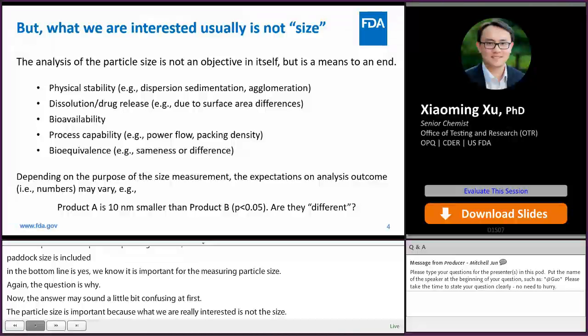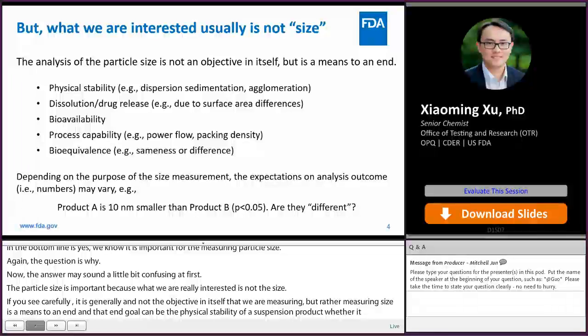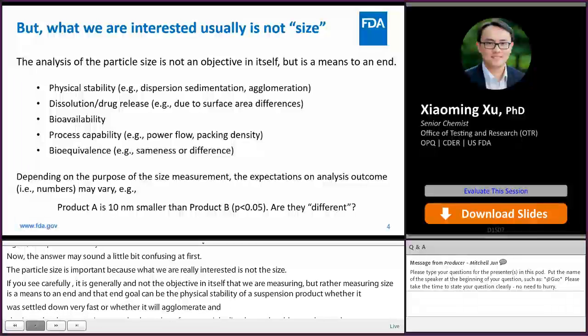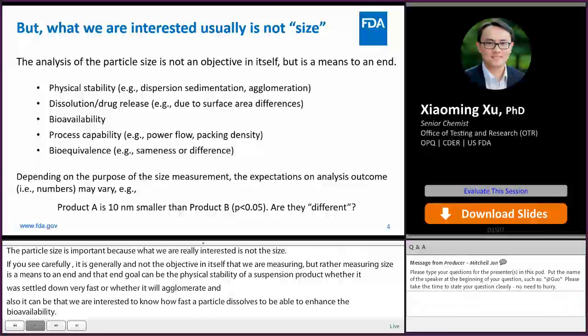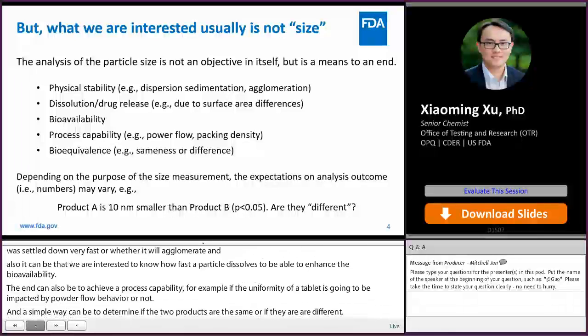It can also be that we're interested to know how fast particles dissolve to be able to enhance the bioavailability. The end can also be to achieve process capability, for example, whether the content uniformity of a tablet is going to be impacted by powder flow behavior or not. Or in a very simple way, the end goal can be simply to determine if two products are the same or if they are different. I hope you see the point about why it's important for us to measure the particle size. It is a purpose that truly matters.